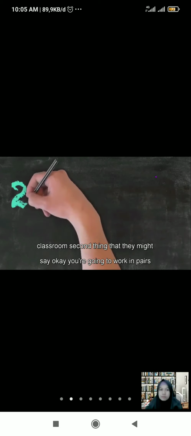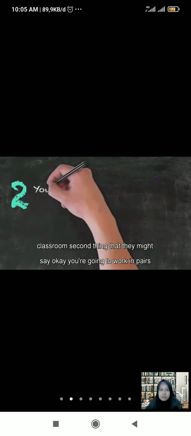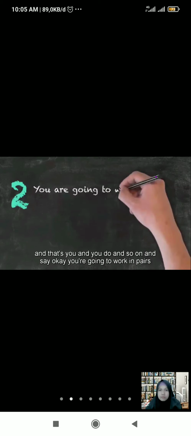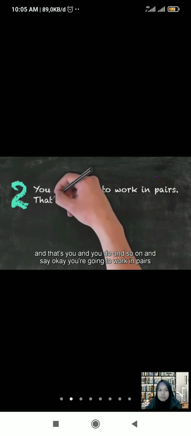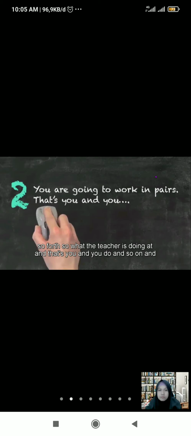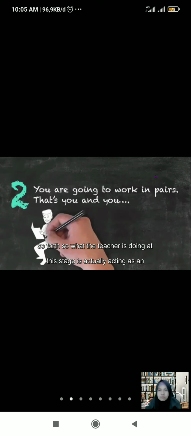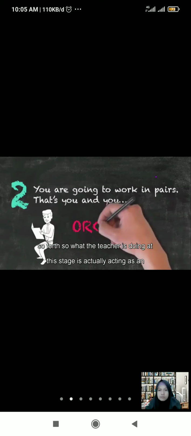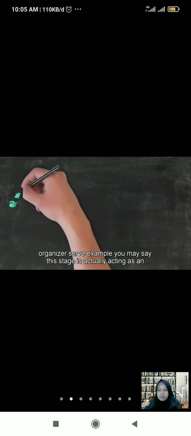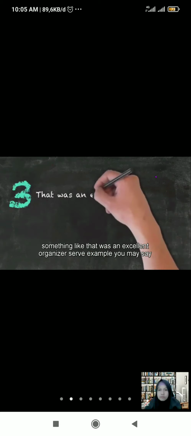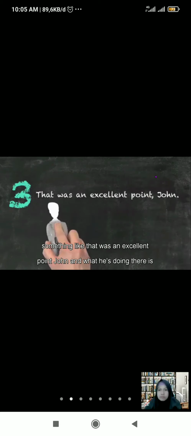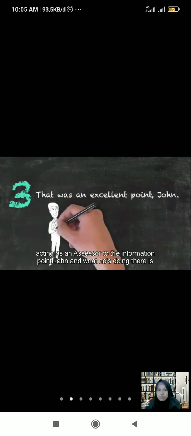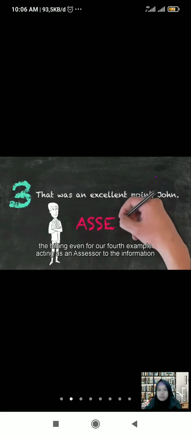Second thing that they might say: "Okay, you're going to work in pairs, and that's you, and you, and you, and so on and so forth." So what the teacher is doing at this stage is actually acting as an organiser. Third example, the teacher may say something like, "That was an excellent point, John," and what he's doing there is acting as an assessor to the information that he's been given.